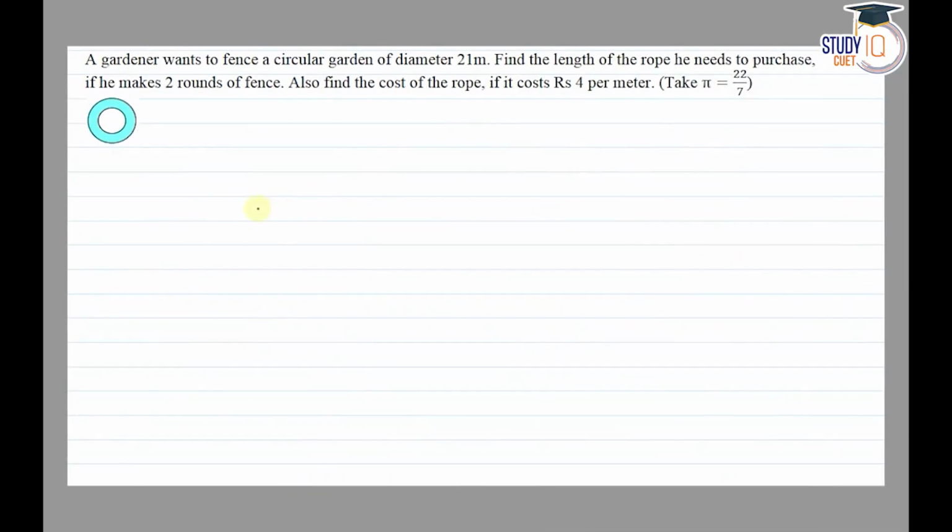Hello everyone, this question appears in class 7th NCERT chapter of perimeter and area. This is the fourth question of exercise 11.3. The question says that a gardener wants to fence a circular garden of diameter 21 meter. Find the length of the rope he needs to purchase if he makes 2 rounds of fence. Also find the cost of the rope if it costs rupees 4 per meter.